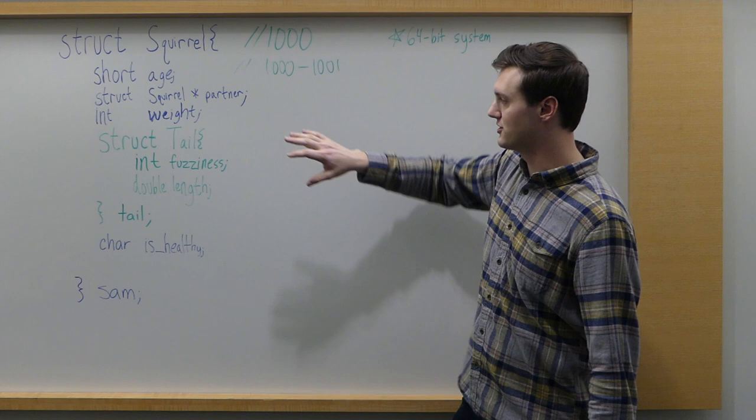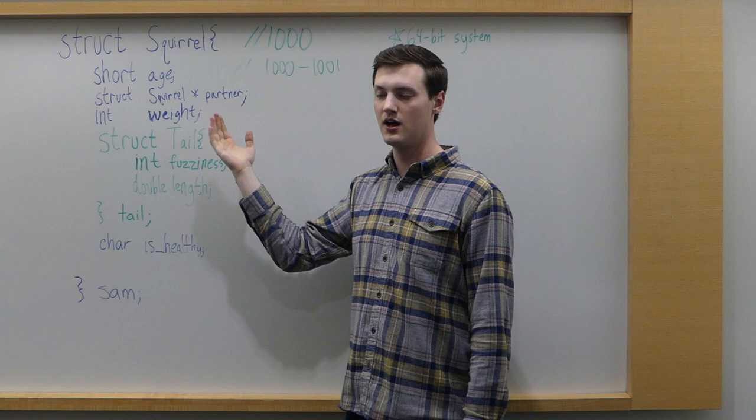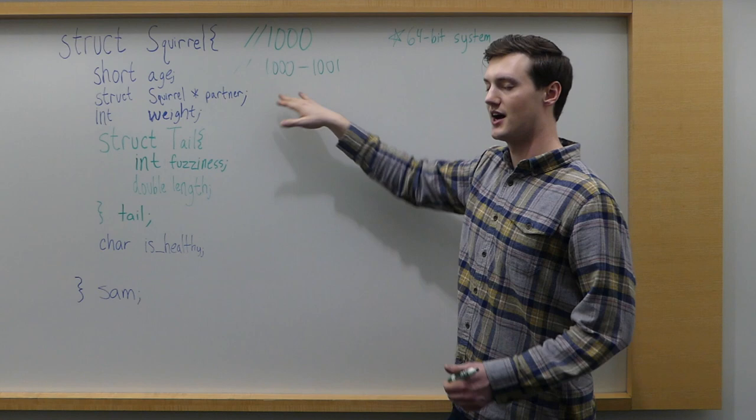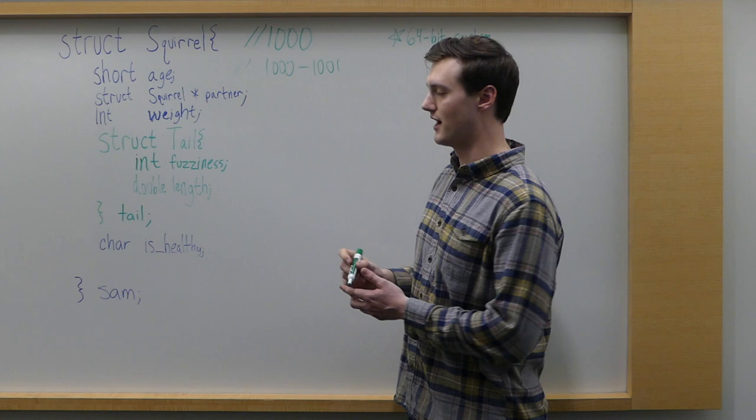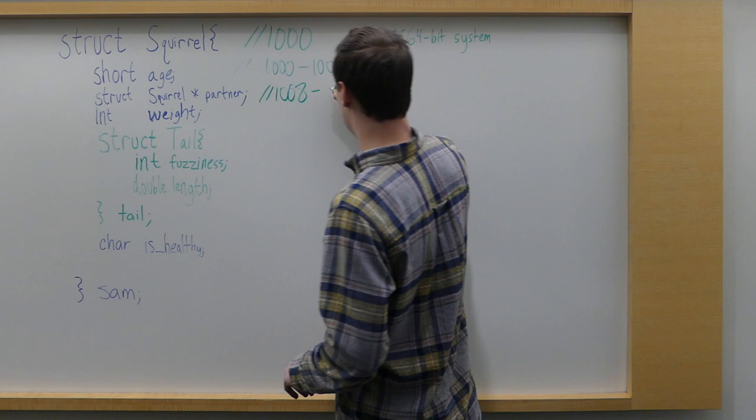And that's a really important point here. A lot of students sometimes get confused because they think that the size of this variable is the size of the struct itself, of the struct squirrel. But remember, that's not what this is. This is actually just a memory address that points to a struct. So since the size of this variable is 8 bytes, it needs to start at an integer that is divisible by 8. So we have to skip addresses 1002 through 1007, and we say that partner starts at 1008. And then it's 8 bytes, so we go all the way up through 1015.